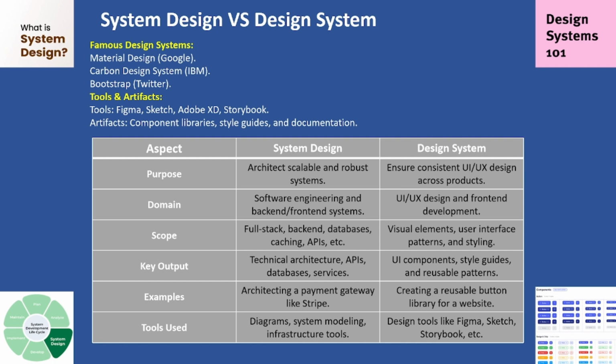Key output: technical architecture, APIs, database services, versus UI components, style guides, and reusable patterns. As I told you earlier, that's what design system and system design are. System design is your whole plan of whatever you are going to do. Suppose, for example, I need this architecture, I need this data flow, and I'm going to work in this way, and I'm going to write it in diagrams and all this stuff. But for the design system, we are just going to give the library to the developers, and they will work on that. That is the difference between system design and design system.